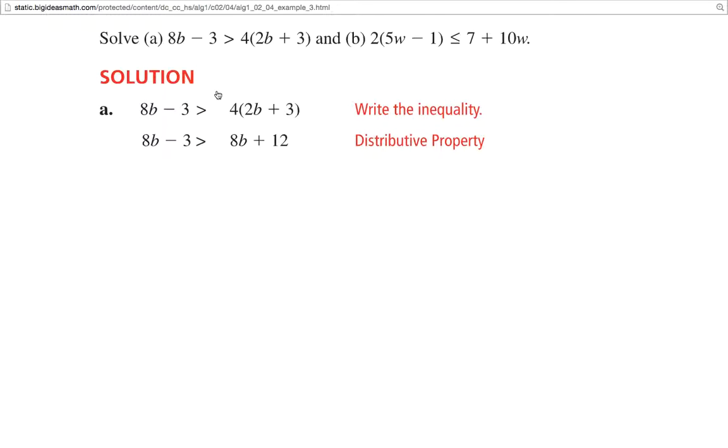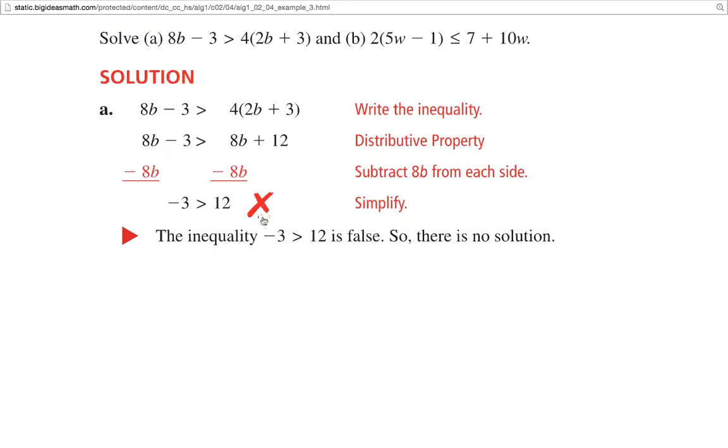So in letter A, the first thing is distributive property. 4 times 2b is 8b, and 4 times 3 is 12. Okay, now it looks kind of like the other ones. Then we're going to subtract 8b from both sides. And we end up getting negative 3 is pulled down, 12 is over here. Is negative 3 greater than 12? The answer is no, so in this case, the answer would be no solution. Now there's also another chance it could be true. In this case, it'd be infinite solutions. Let's check the next one.